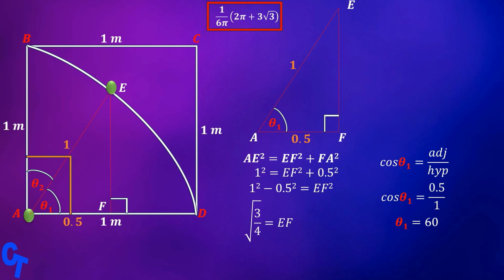We know that that is a right angle, and the right angle is 90 degrees. So all you have to do is to subtract 60 from 90. And after that, we're going to find theta 2, which is going to be 30 degrees. Now we have all the missing angles.